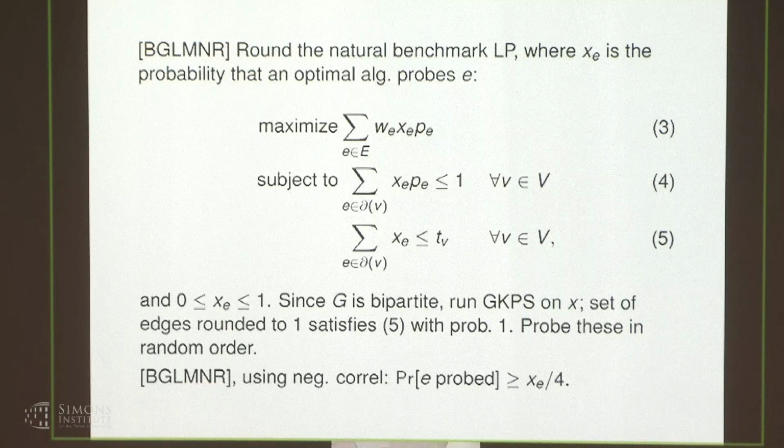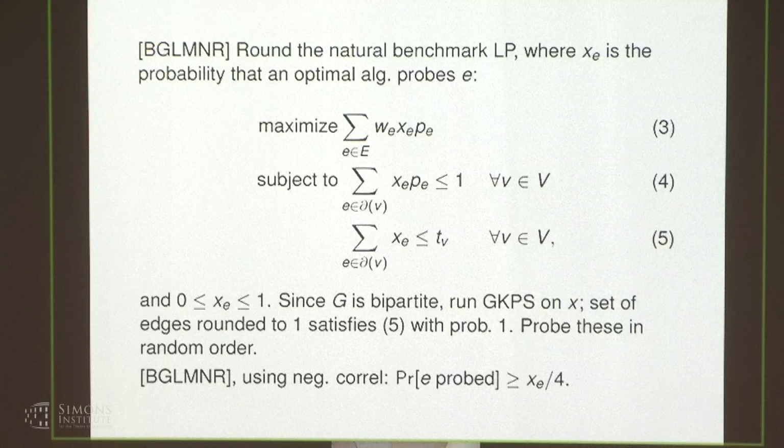Imagine an optimal probing algorithm. It will probe edge E with some probability, right? The probability could be binary, but it could also be fractional. So let x_e denote the probing probability of an optimal algorithm. Then the constraints are more or less straightforward.